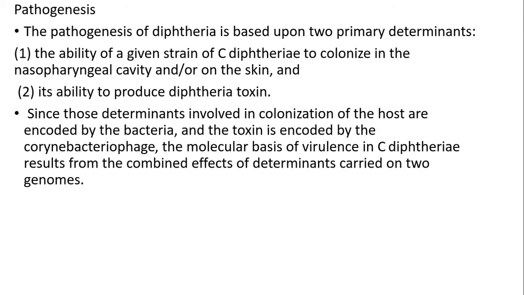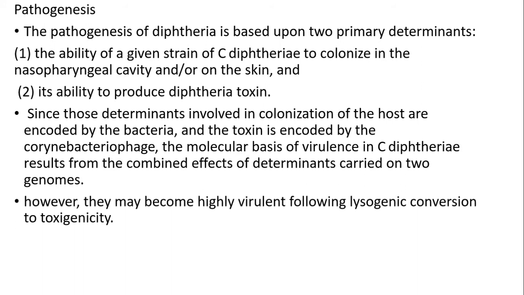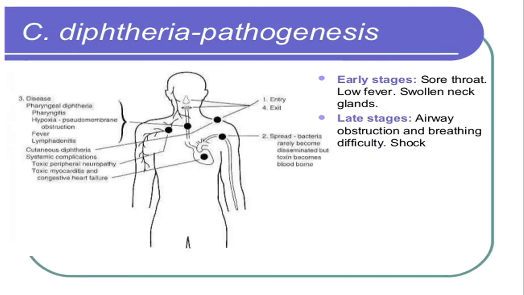Since the determinants involved in the colonization of these hosts are encoded by the bacteria, and the toxin is encoded by the corynebacteriophage, the molecular basis of virulence of Corynebacterium diphtheriae results from the combined effects of determinants carried in two genomes. There may be highly virulent strains through lysogenic conversion to toxigenicity. This is the pathogenesis of Corynebacterium diphtheriae. In the early phase there is sore throat, low fever and swollen neck glands, but in the late stage there are airway obstruction and breathing difficulty, which lead to shock.